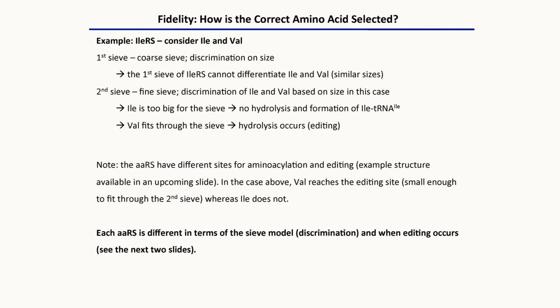So these aaRS also have an editing domain. And this editing domain, as we'll see in a few slides in a structure, is responsible for this hydrolysis. So stated here, different sites. There's an aminoacylation site and an editing site here. So valine can reach the editing site, but isoleucine cannot. So how do you predict? Just to keep in mind, every enzyme is different in terms of the model for discrimination and also when editing occurs. So you really need to look at the data when the data is presented to you to sort out how this works.